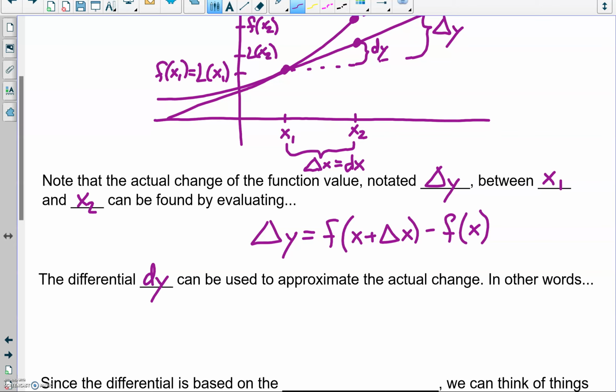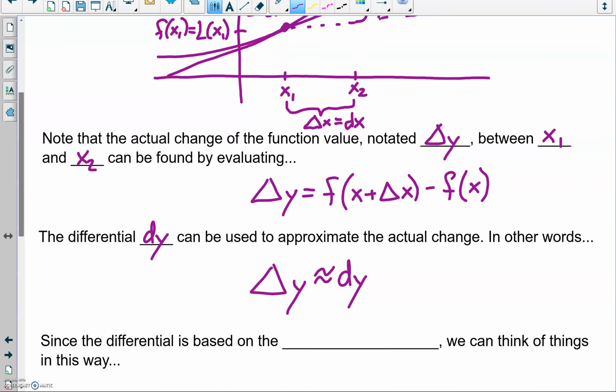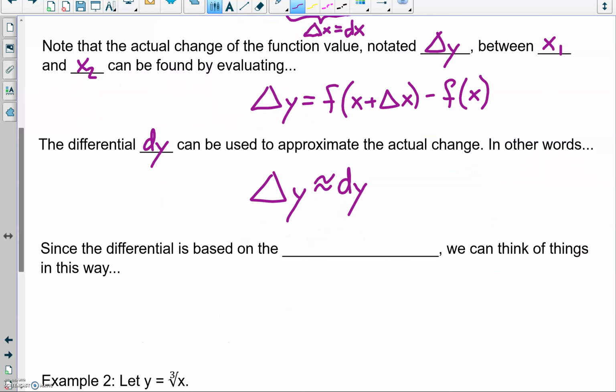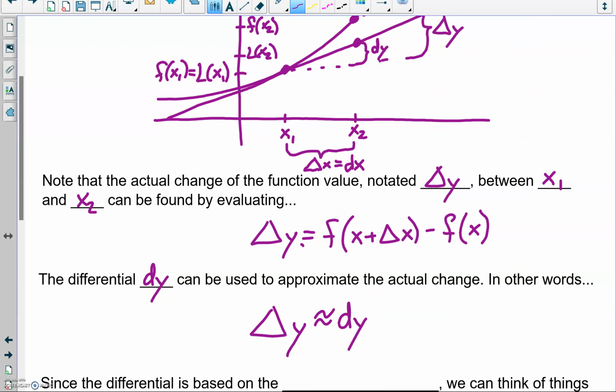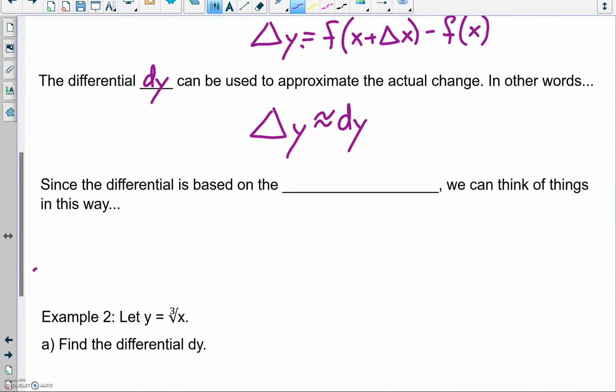can be used to approximate that actual change. So in other words, delta y is approximately dy, the change in the y on that differential, that derivative-based linear approximation line. So since the differential is based on the derivative, oops, I wanted to write this down here. Now that linear approximation line, you can't get it without having the derivative. We can think of things in this way.